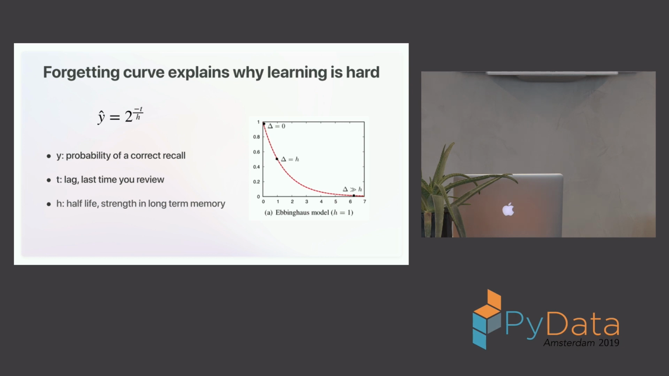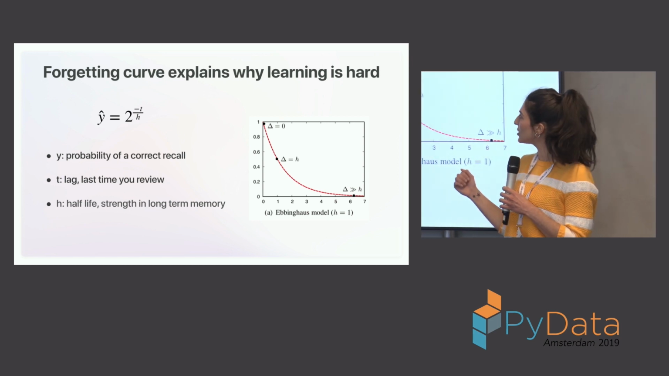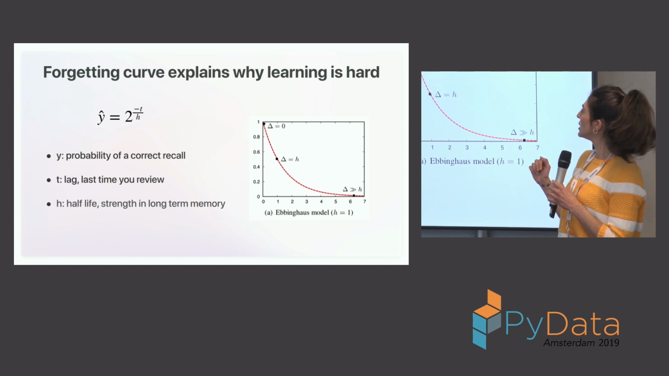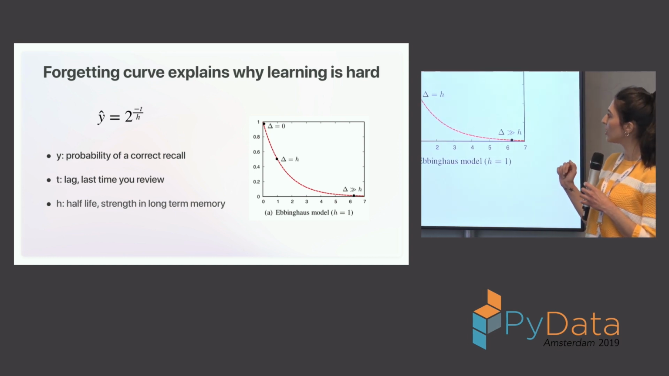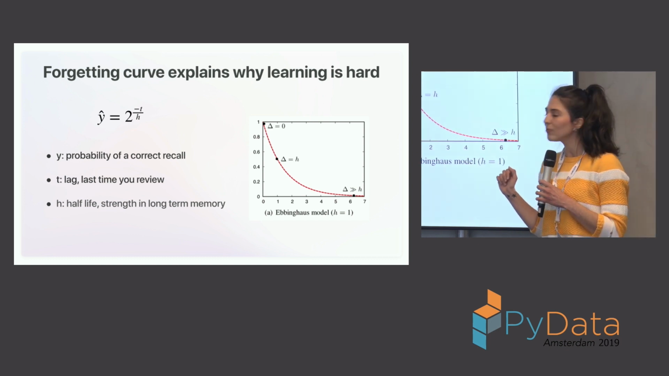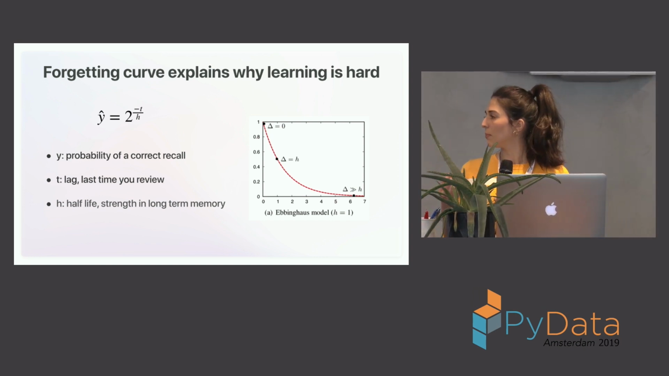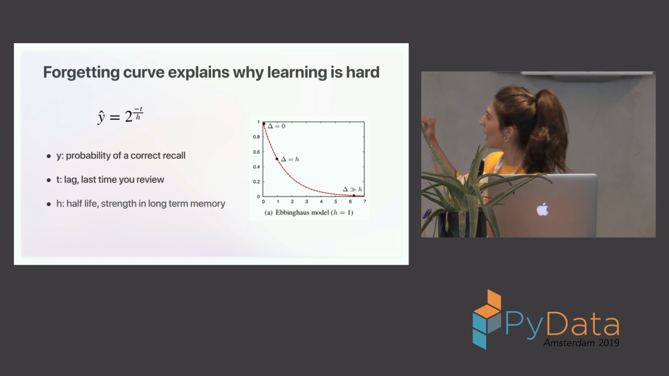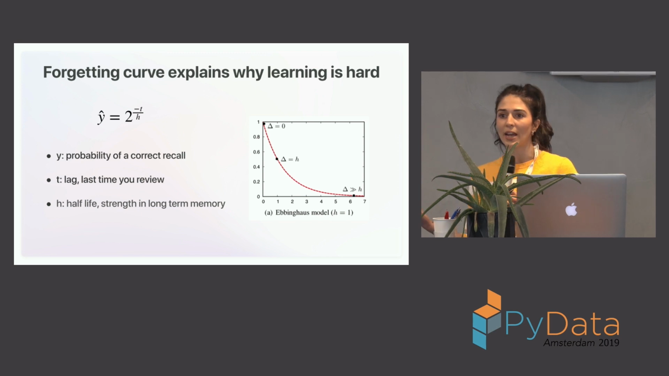And here we can see the formula. So the y represents if you are able to recall this information, let's say derivatives. t represents the time since you first studied this information, so we call this lag. And h is really important. We call this half-life, and it tells us the strength in long-term memory of derivatives. So when this curve is flat, this means that I've just practiced derivatives, so it's still fresh in my mind.